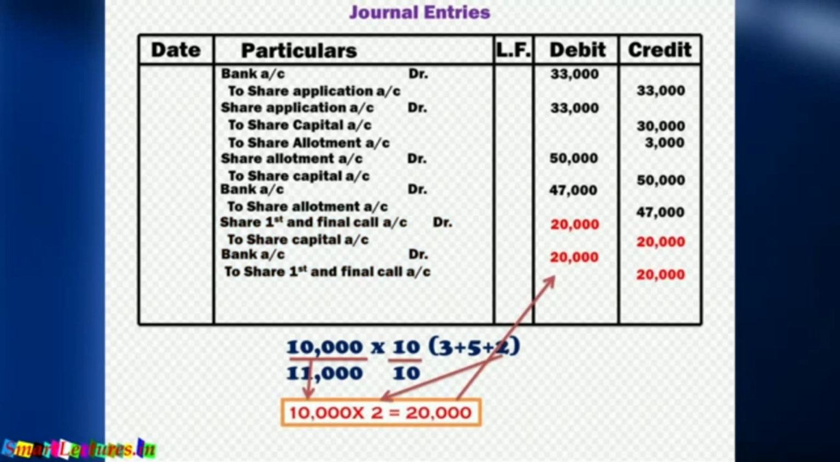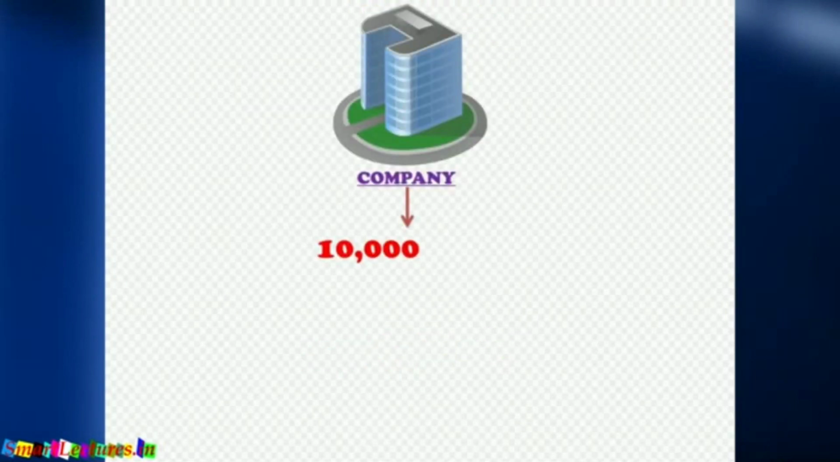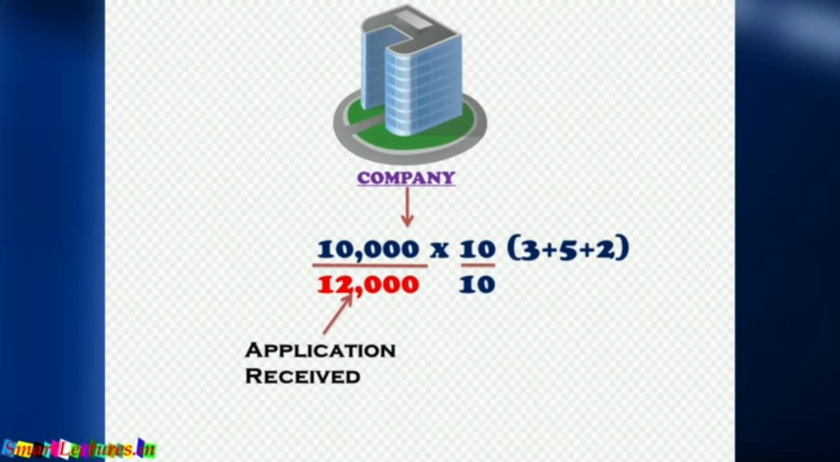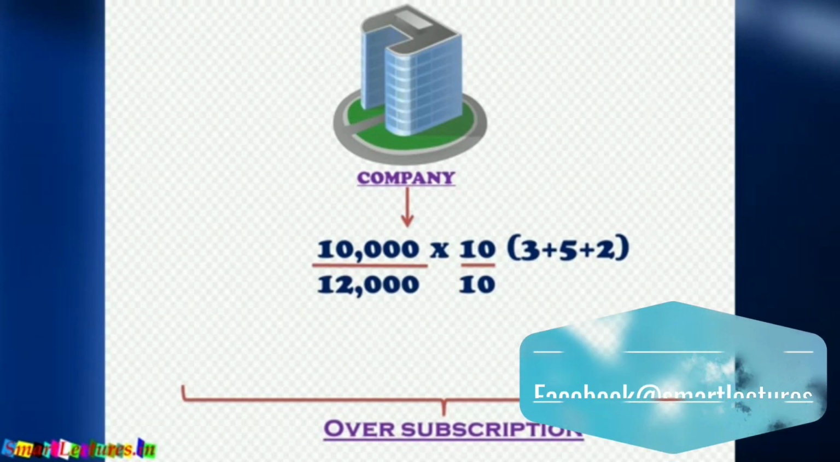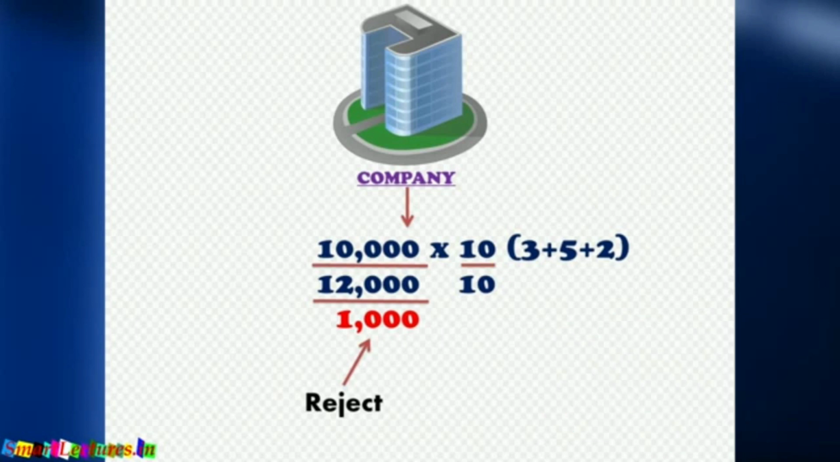Suppose 10,000 shares are issued at rupees 10 each, and the money was payable 3 plus 5 plus 2, means the shares were issued at par. The applications were received for 12,000 shares. So it's an oversubscription, and the company decides to reject 1,000 shares only. Means out of 12,000 shares, 1,000 were rejected and the remaining 11,000 shares were accepted.